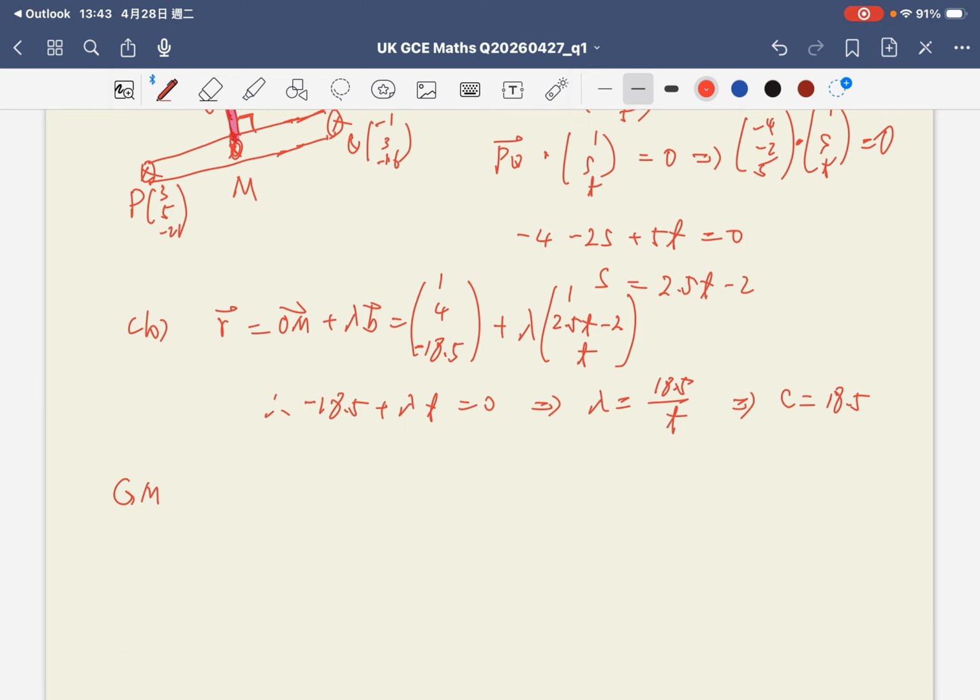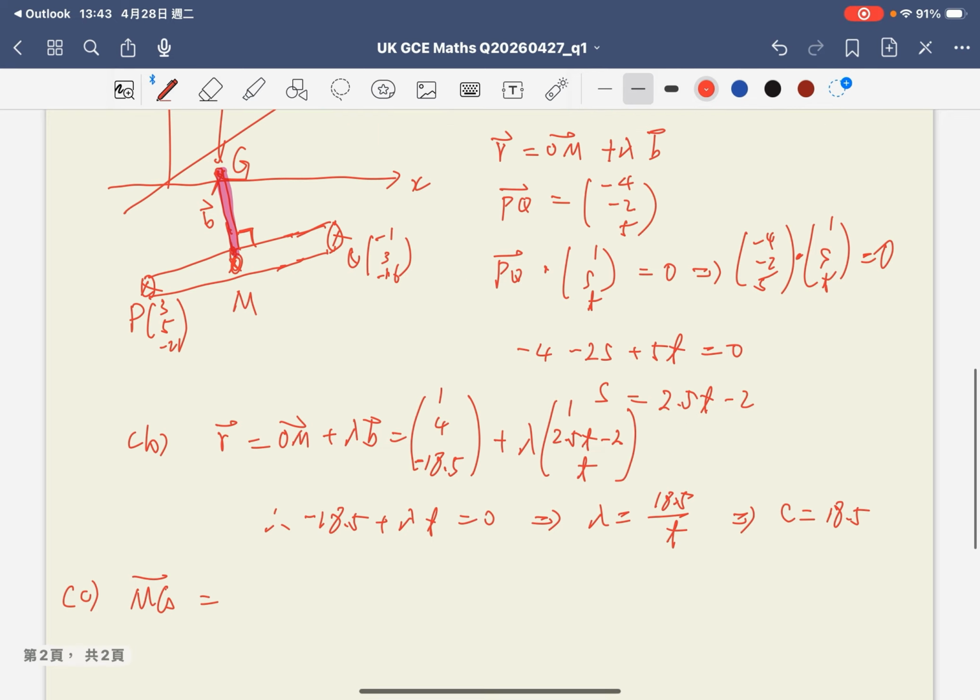GM, I write down the vector of MG. MG should be equal to OG minus OM, and then take the length.